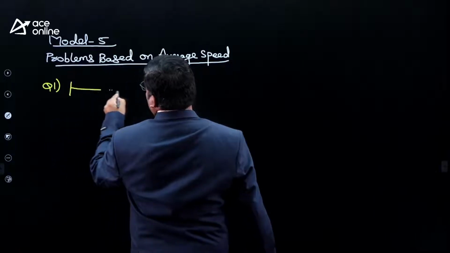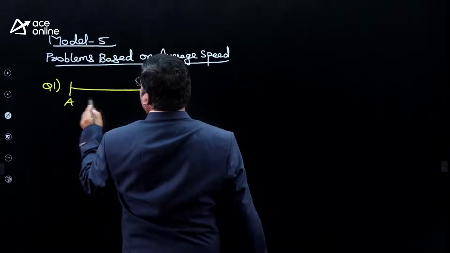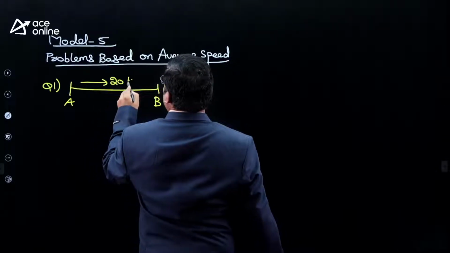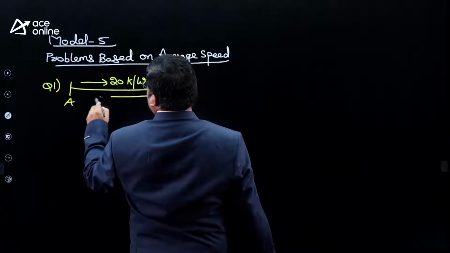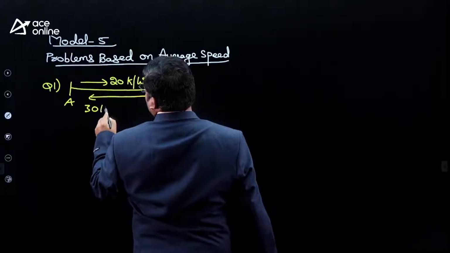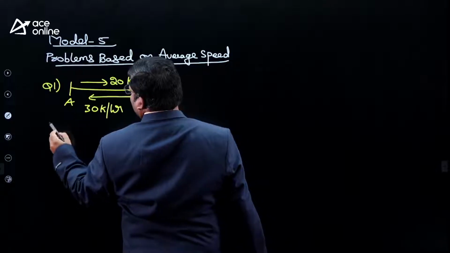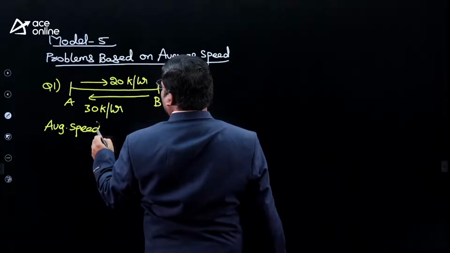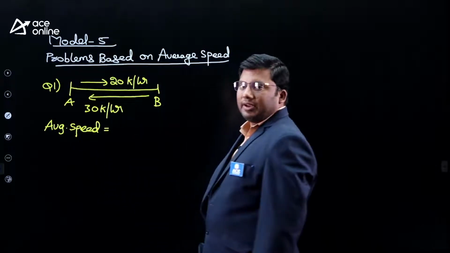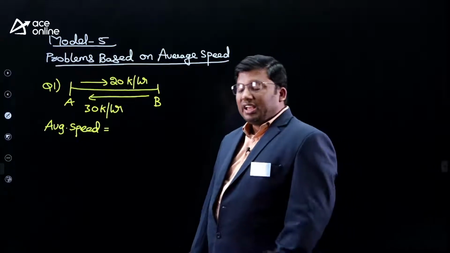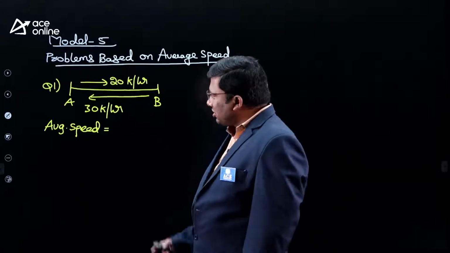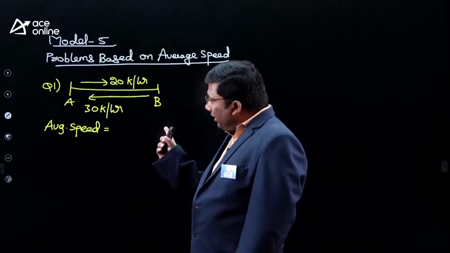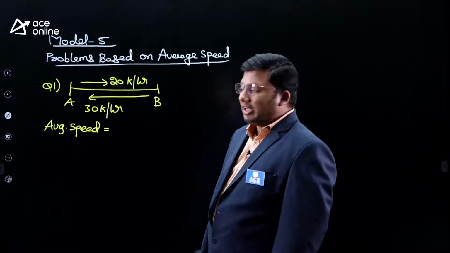Question 1. A person is traveling from A to B at a speed of 20 km per hour. He is coming from B to A at a speed of 30 km per hour. Find the average speed from A to B and B to A. Unnecessarily do not use any of the formula-based approaches.